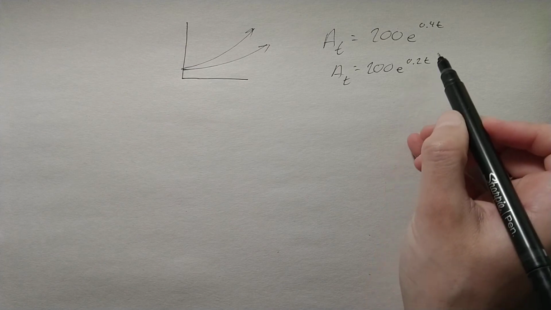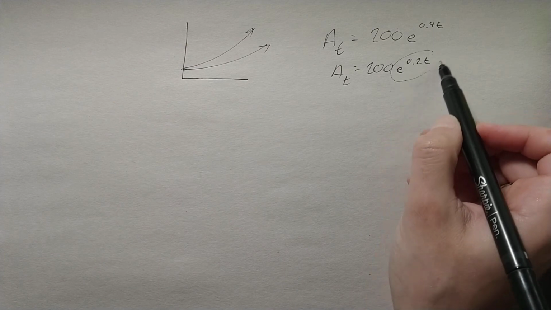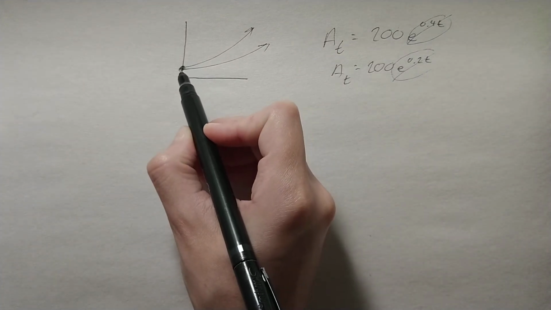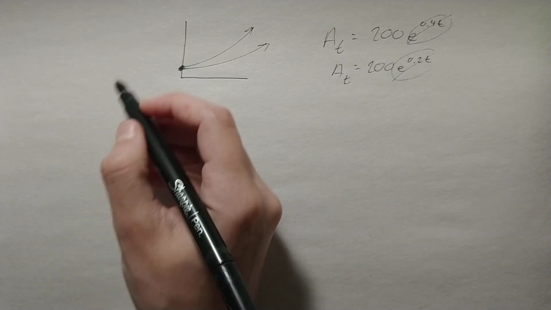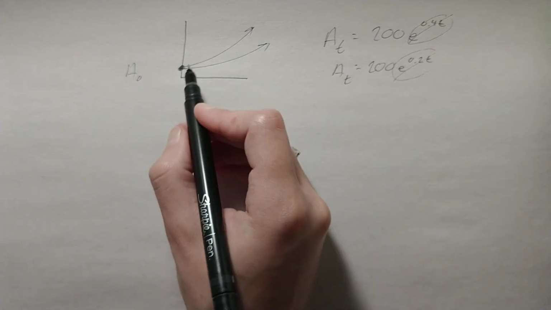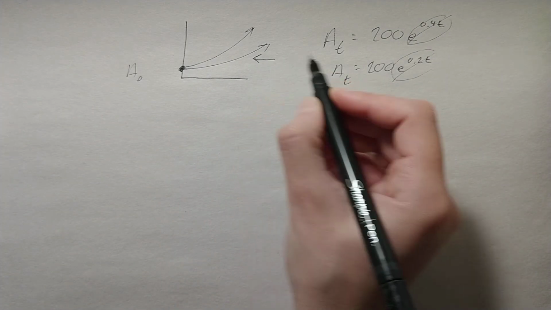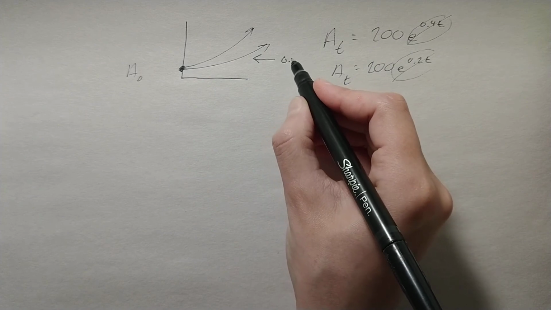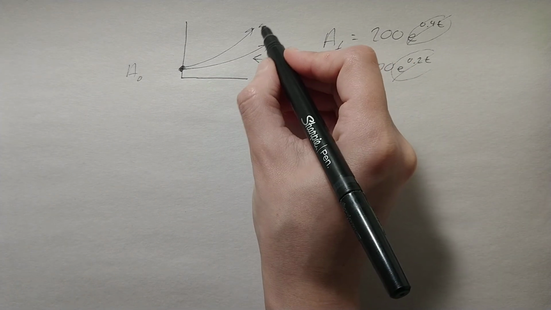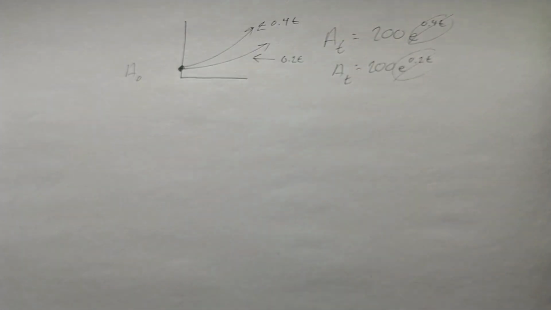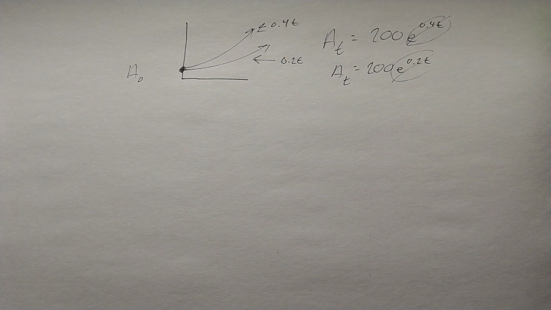When t is 0, then this is going to be 0. So they both start at the same place. Our a0, so to speak, is going to be equal. Now this equation is going to be at the 0.2 growth, and this one's at the 0.4 growth. And that's how we see our different exponential growth.